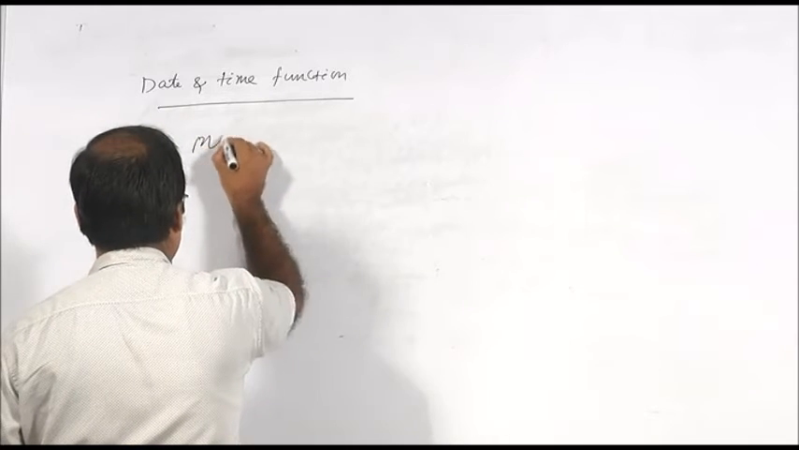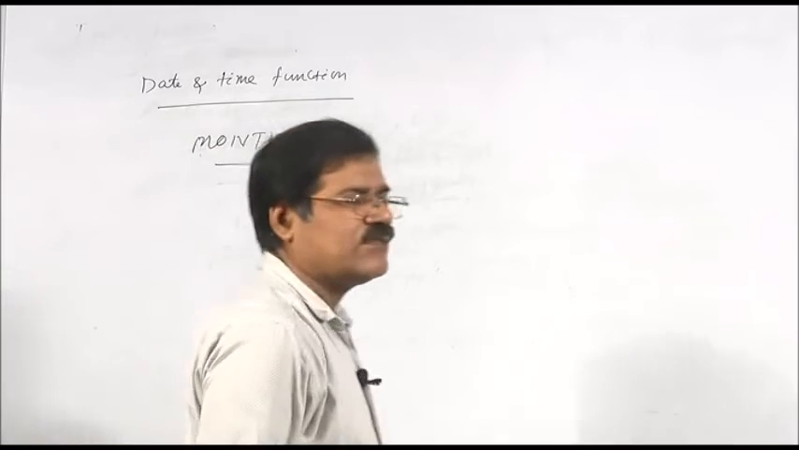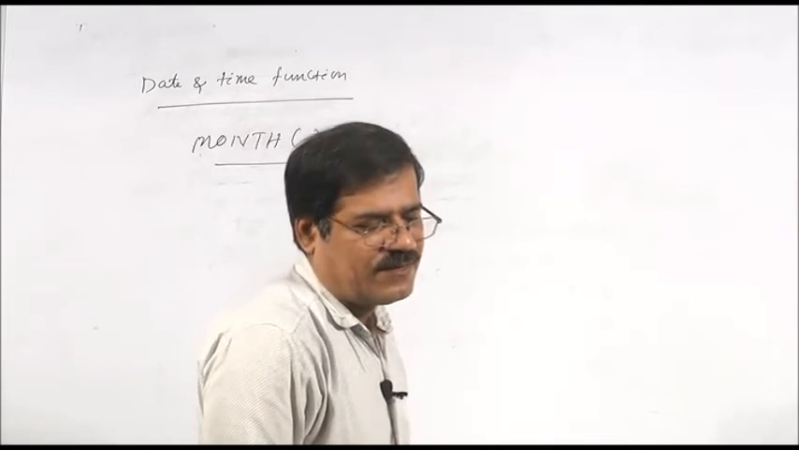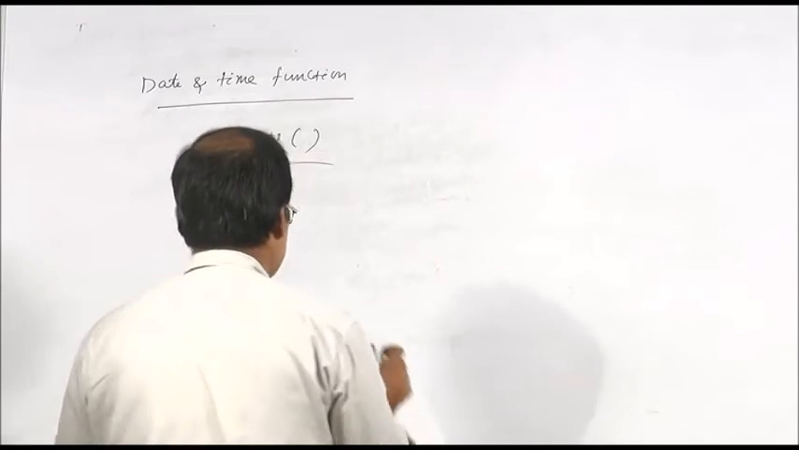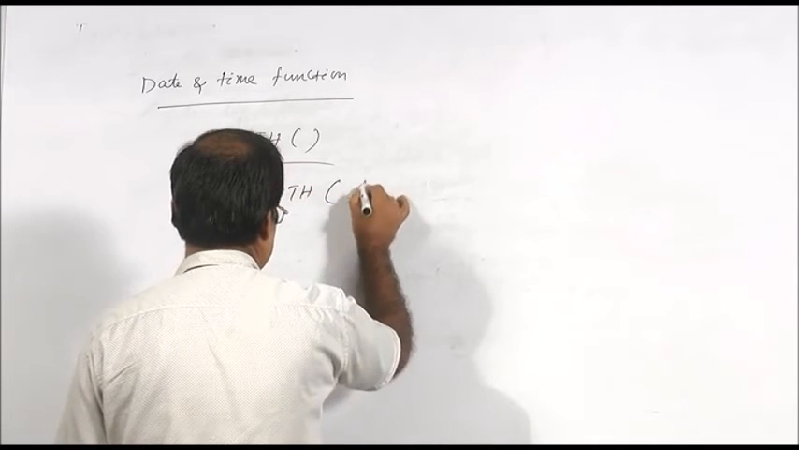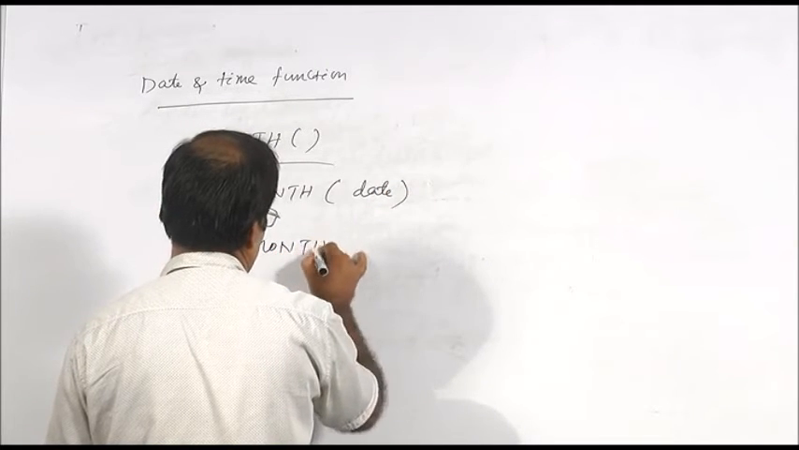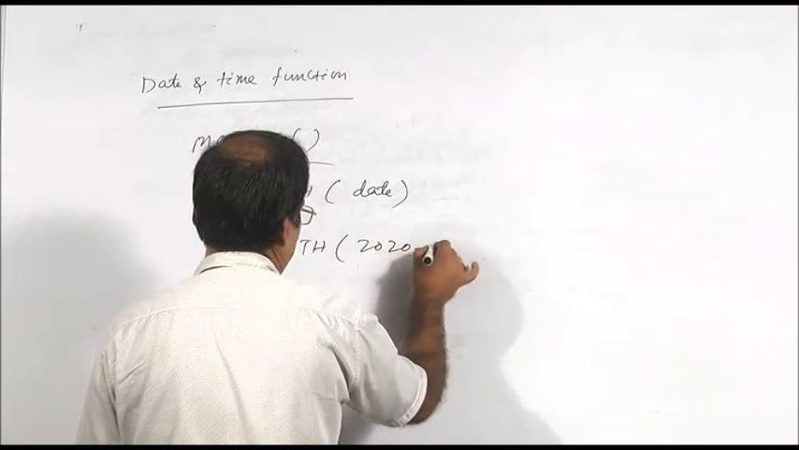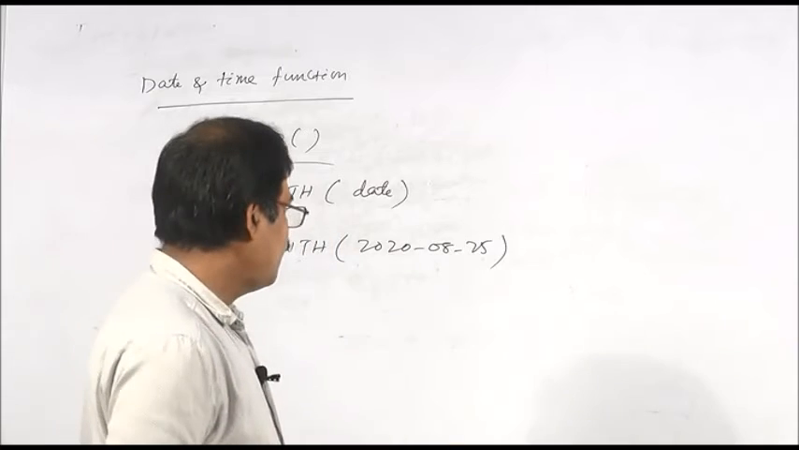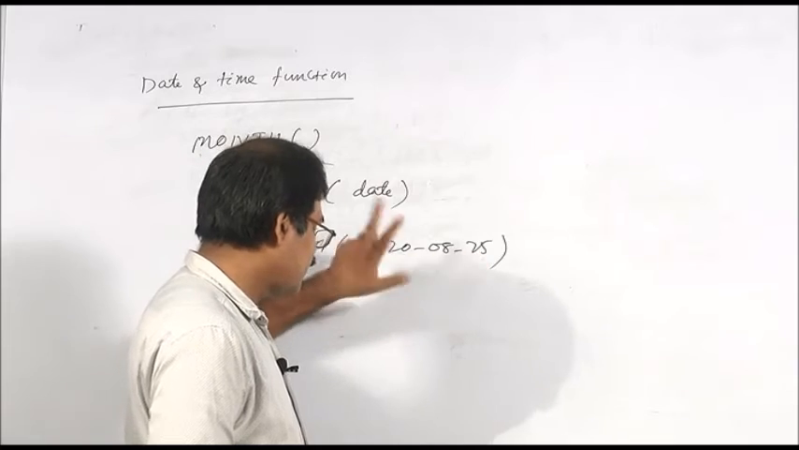The next function is month. Very simple, as the name is month, it will return the month portion of the date. Whatever date is given, it will return the month. Suppose I will write month 2020 08 25th. So month portion. So this is a date. Today's date. Current date is 25th August 2020.